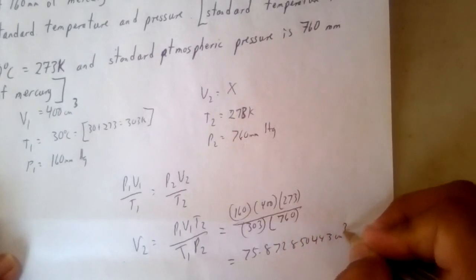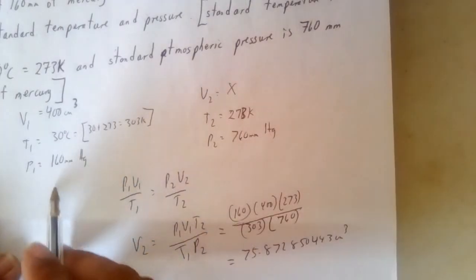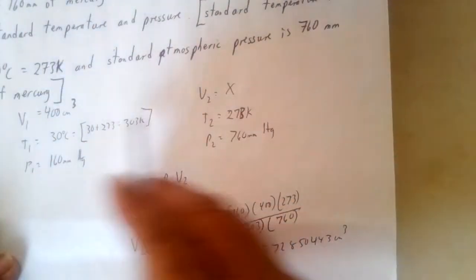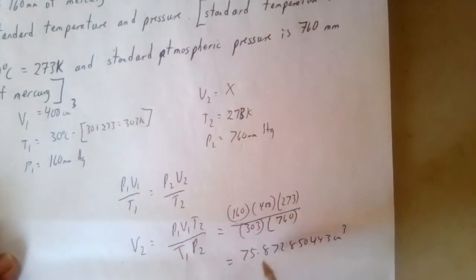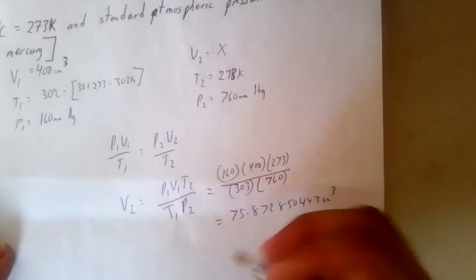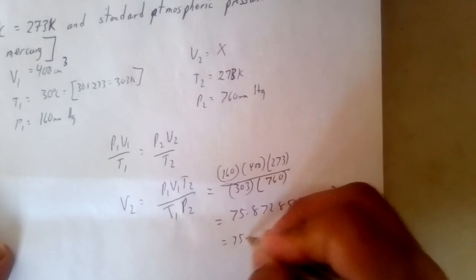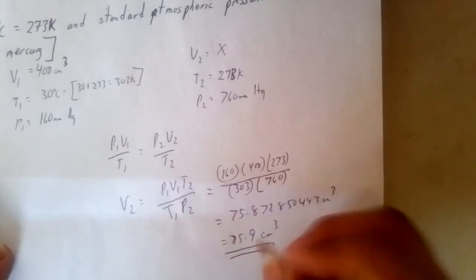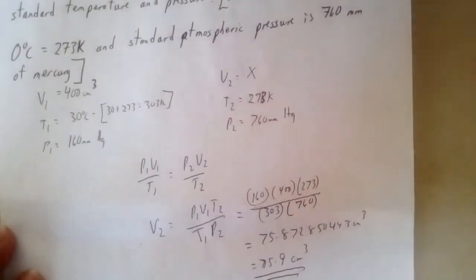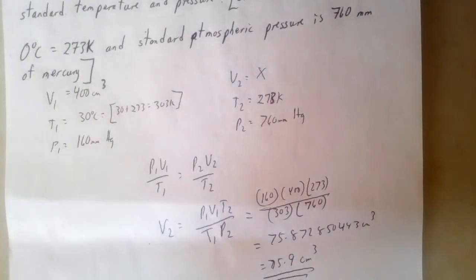We end up with 75.872850443 centimeter cube. But notice in your values here, everyone is working with whole numbers, so you could go one decimal point to be much more accurate, and you end up with 75.9 centimeter cube, and that's your solution. You get your full marks for this question. So this is the way you're going to need to solve this type of problem.